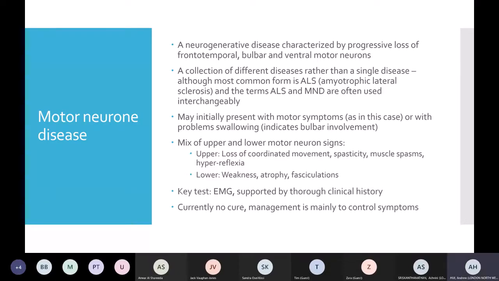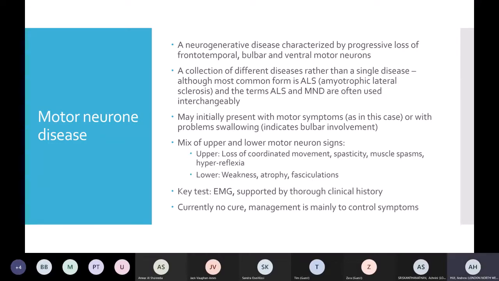Of course, as this slide shows, motor neuron disease is actually a family of diseases, the most common of which is amyotrophic lateral sclerosis, which is the one that this question is presenting, with the mix of upper and lower signs in different body areas.